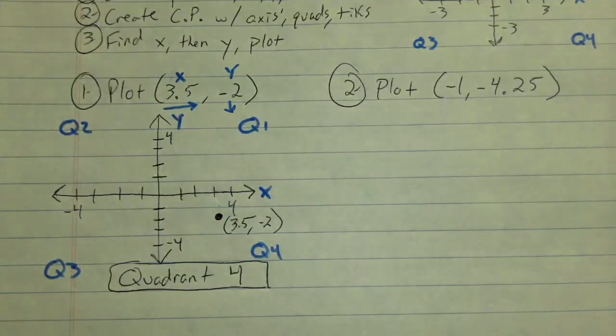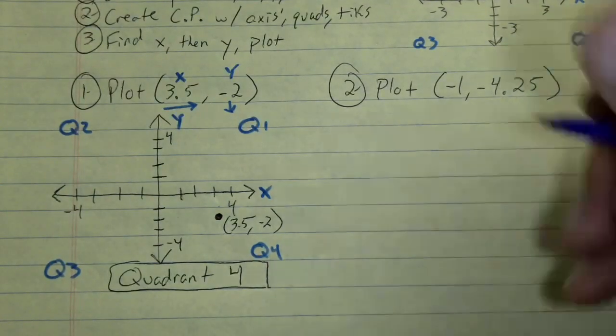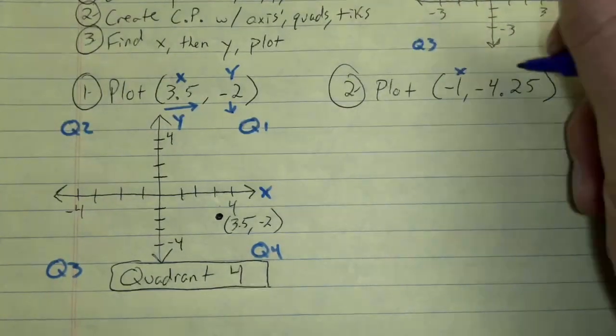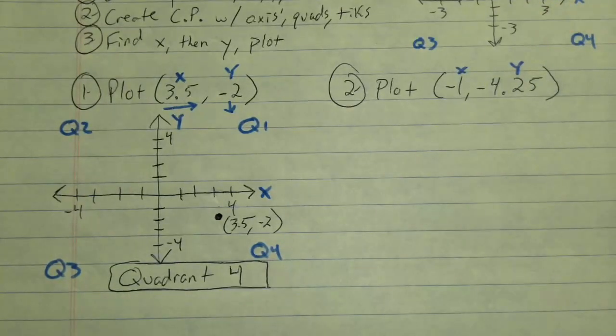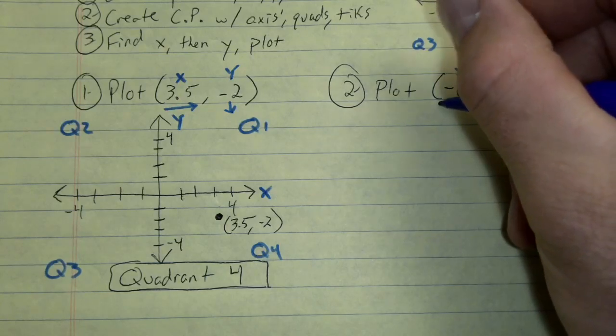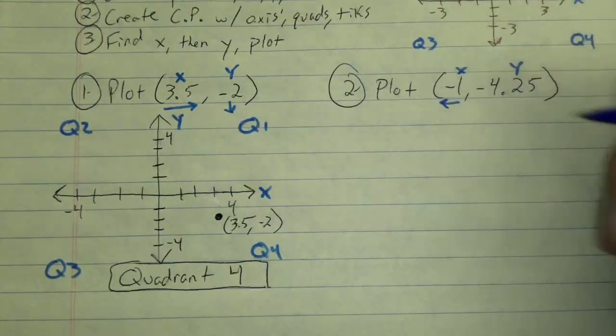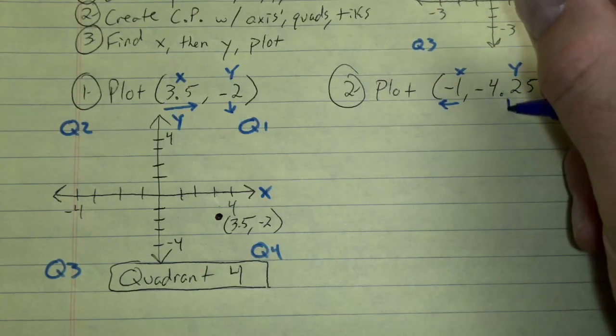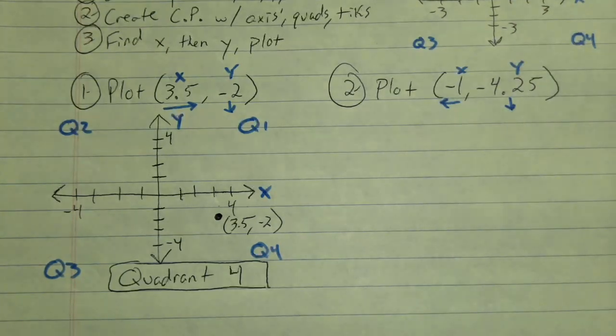All right. So step 1 is just label your pair with arrows and your x and y. We know this is your x, that's your y. And to negative 1, your x, we're going to go to the left. And you have a negative 4 and 25/100. You will go down, just like an elevator.